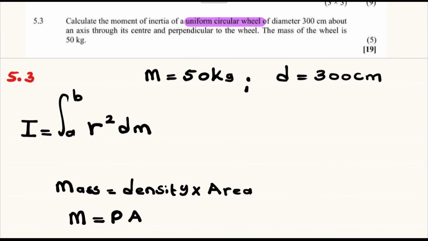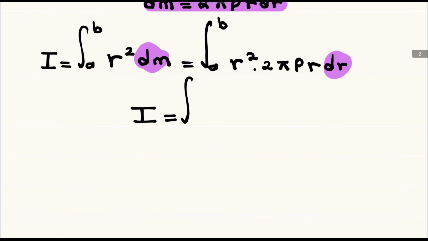So we are given the diameter. So we convert this diameter to radius. We divide by 100 to convert to meters. So this will be equal to 3 meters. And our radius, we divide the 3 by 2. And our radius will be equal to 1,5 meters. Remember that this is our wheel, and we have the radius starting from the center, which is 0, up until the edge, which is 1,5. So our integral will be bound from 0 up until 1,5.